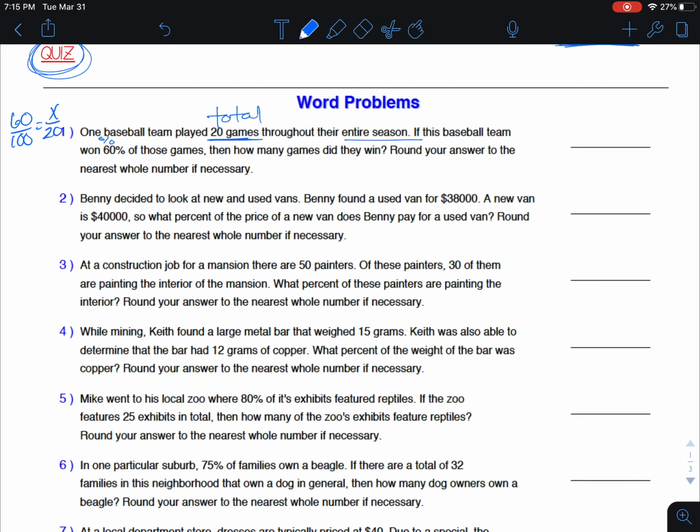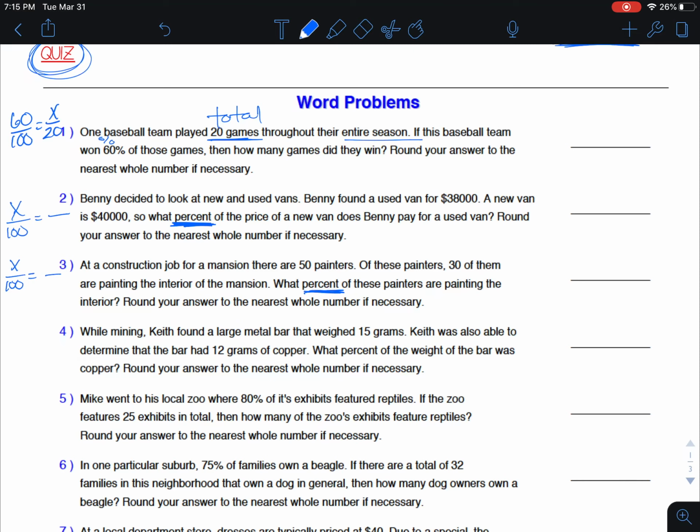All right. Number two asks you, so what percent of the price of a new van does Benny pay? So of course, that means your X is over the 100, and then you have your part over your whole here. Okay. Number 3 is asking what percent again. So again, you're looking for X over 100 equals, and then you got to figure out the numbers that go in the other fraction there.